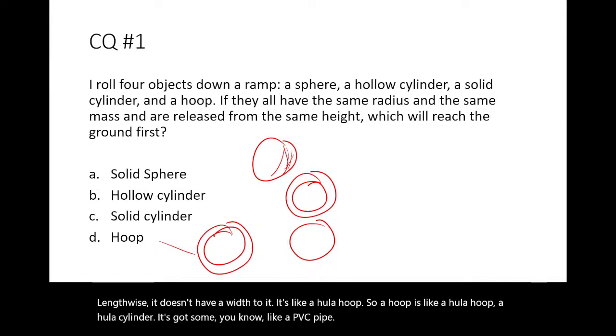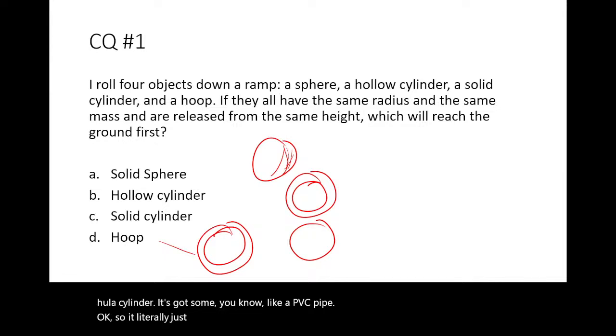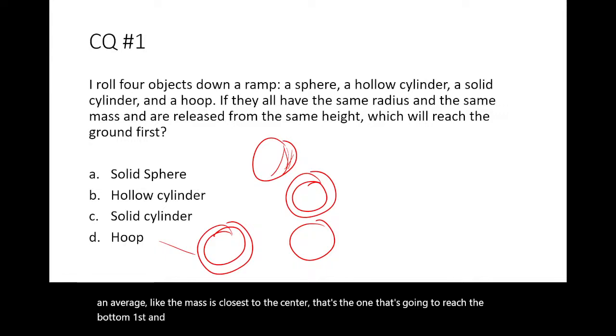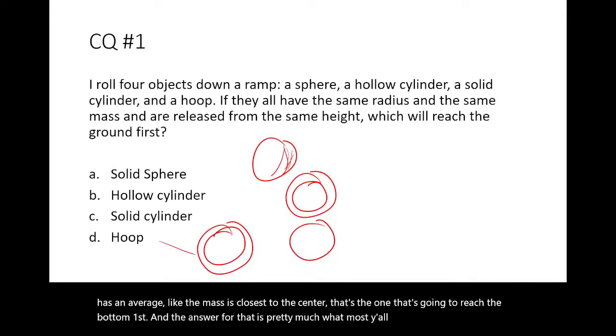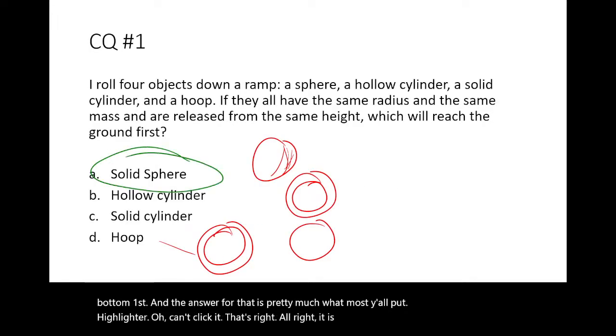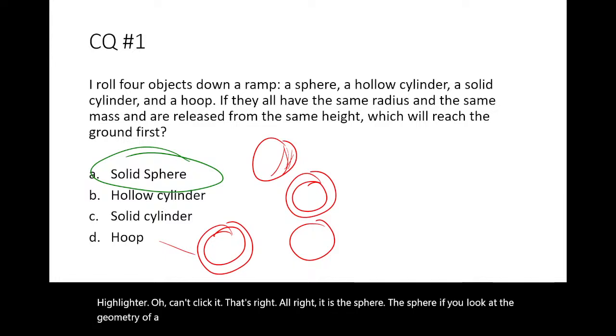Okay. So it literally just comes down to which has the mass closest to the center. Whichever one has, on average, the mass closest to the center, that's the one that's going to reach the bottom first. And the answer for that is pretty much what most of y'all put. That's right. It is the sphere. If you look at the geometry of a sphere, more of its mass is located towards the middle.